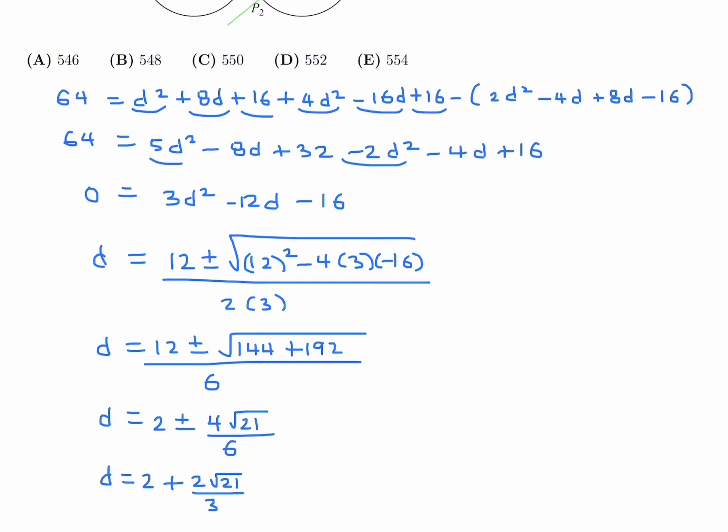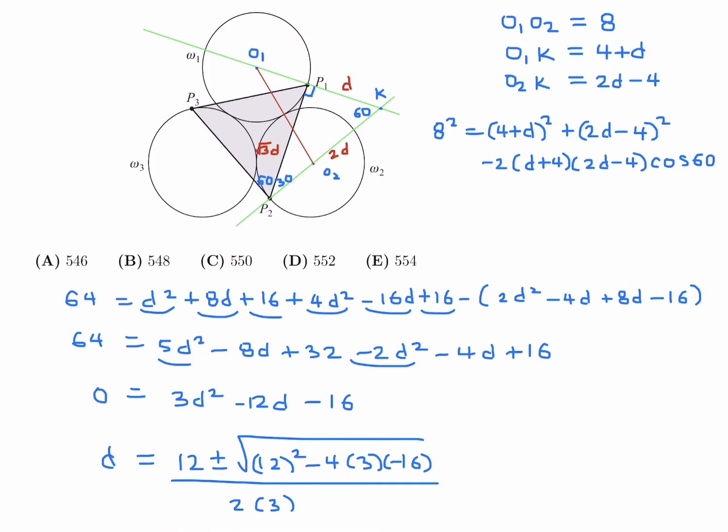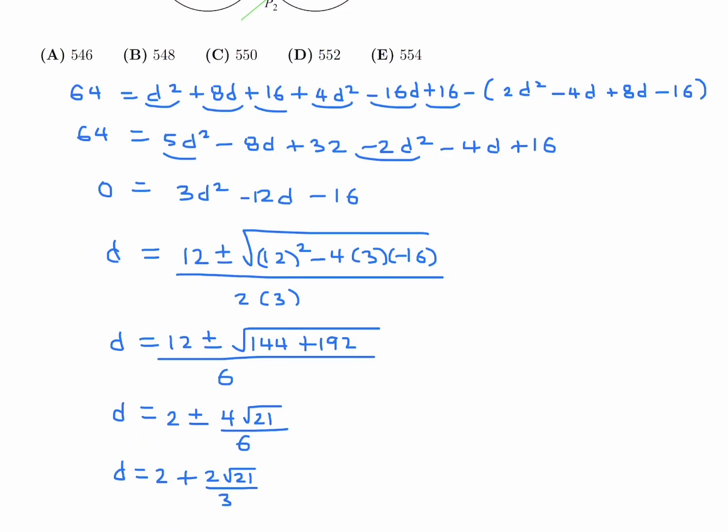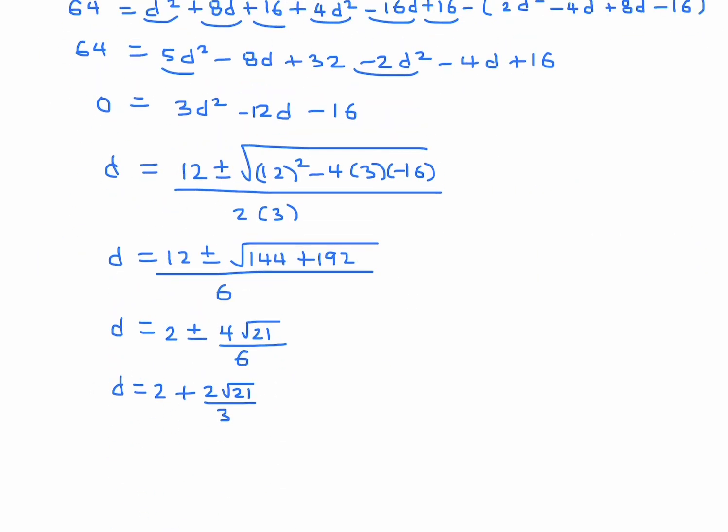So D is that. So we can now figure out the side length of that equilateral triangle, which is root 3 times D. So root 3 times D would be 2 root 3 plus 2 times root 63 over 3, which is 2 root 3 plus, what's that, 9 times 7, so it'd be 2 times 3, so 6 divided by 3 is 2, so 2 root 7.